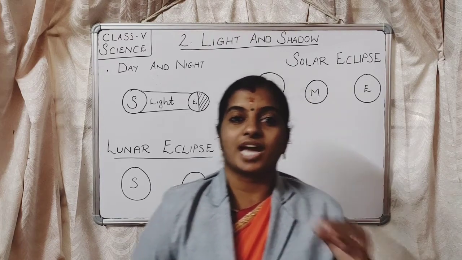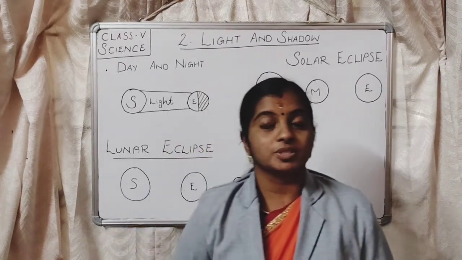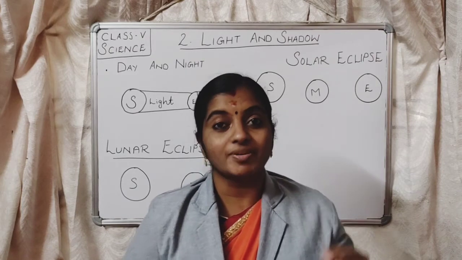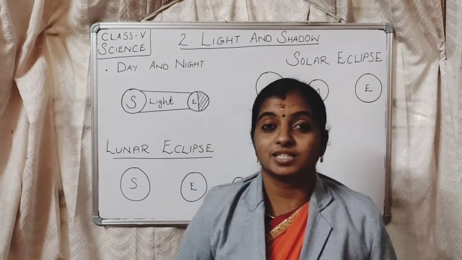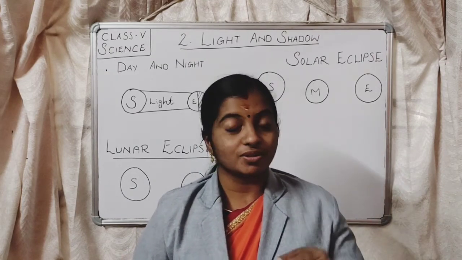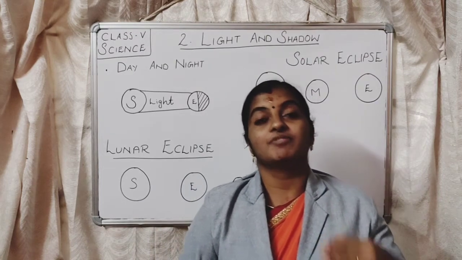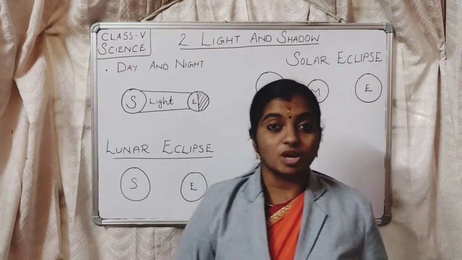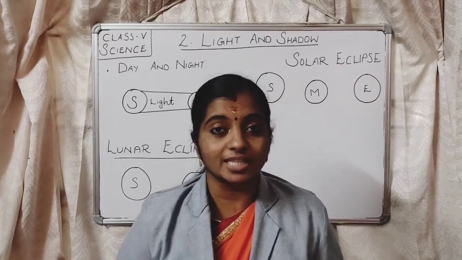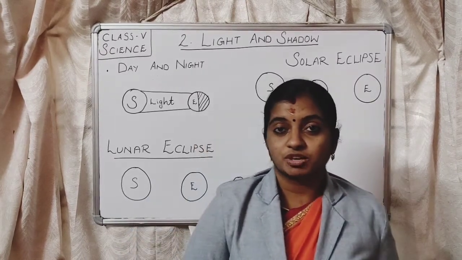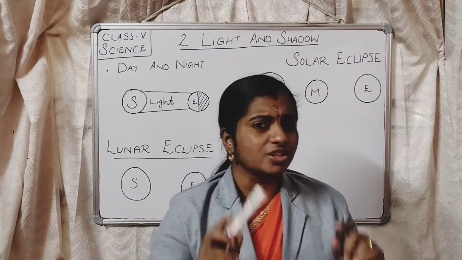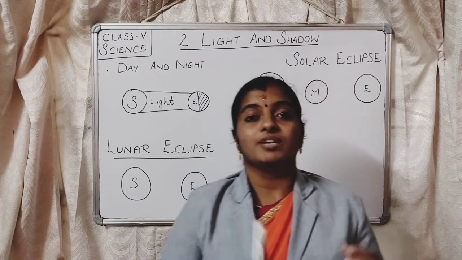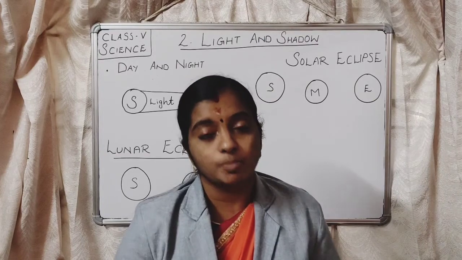So what is the shadow? When is the shadow formed? Yes, a shadow is formed when an opaque object blocks the passage of light. Because we know that if it is a transparent object, the light will be passing through the substance. But when it is an opaque object, it will block the passage of light, thereby resulting in the formation of a shadow. So based on this concept of shadow, today we are going to discuss about some other points.